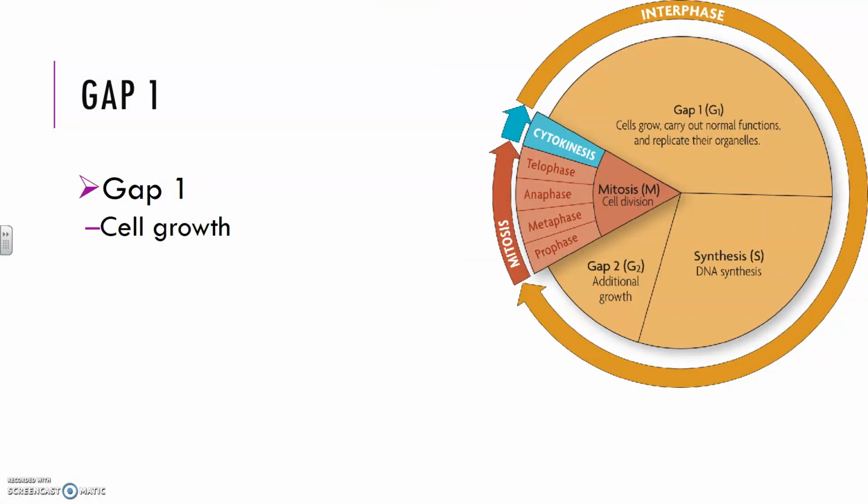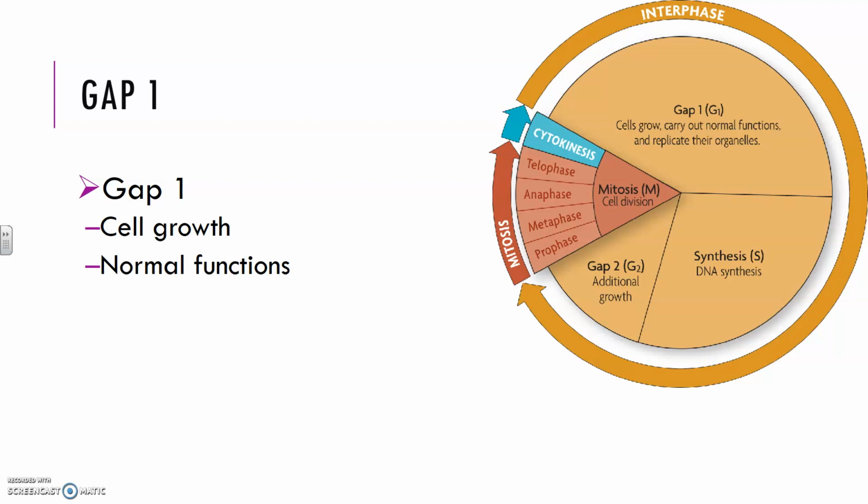So in gap 1, again, you're going to see cell growth. Basically, gap 1 starts right after a cell divides. So after it divides, it's at its smallest size. So it has to go through a lot of growth in order to be ready to divide again. So that's why this step, if you look in this little chart here, is the biggest step of the cell cycle.